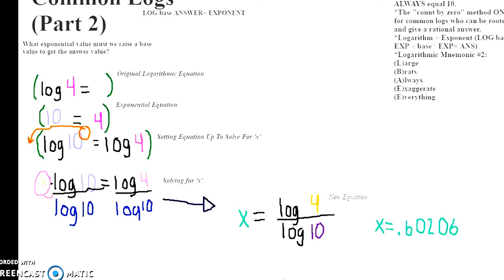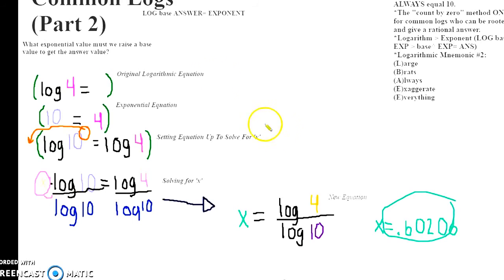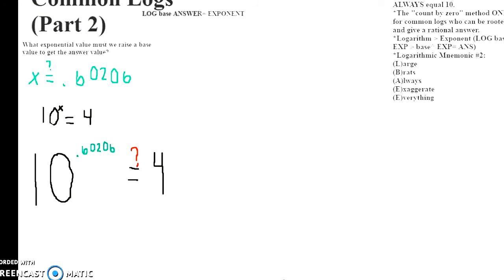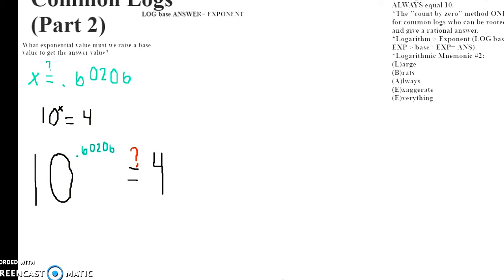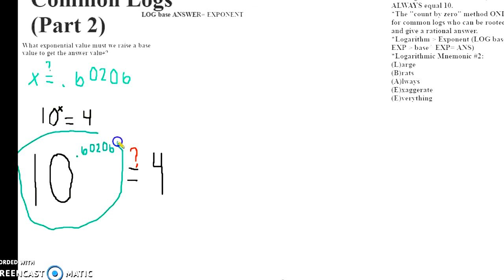So now we have to check to see if our answer is correct. What we'll do is plug our new value of x into 10 to the power of x equals 4. Substituting x for 0.60206 into the equation 10 to the x power equals 4, you should get 10 to the power of 0.60206. Does it equal 4? To find that, you'll just plug this part of the equation into your calculator and see if it gives you 4. So do that now. If you did get 4, then you did the equation correctly.